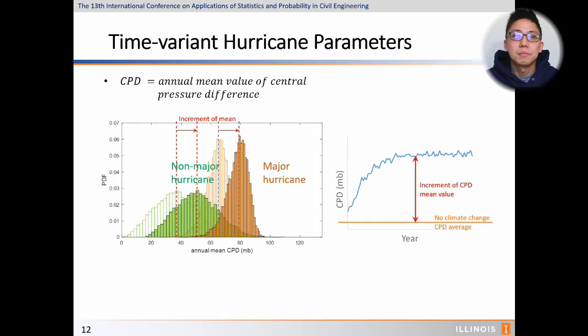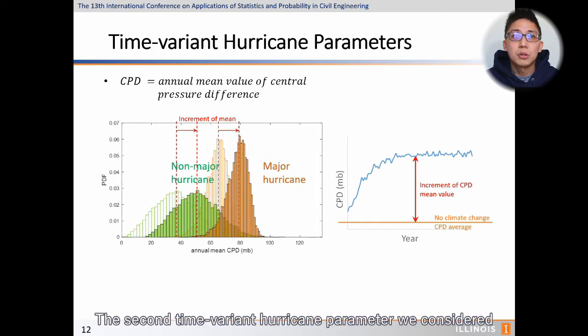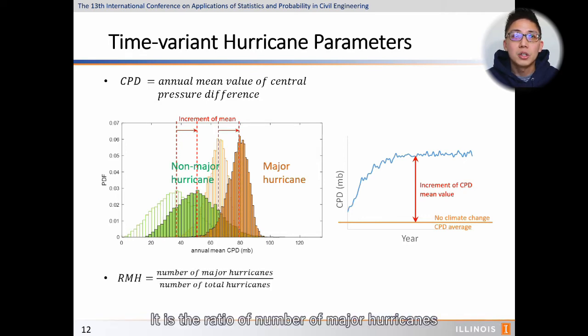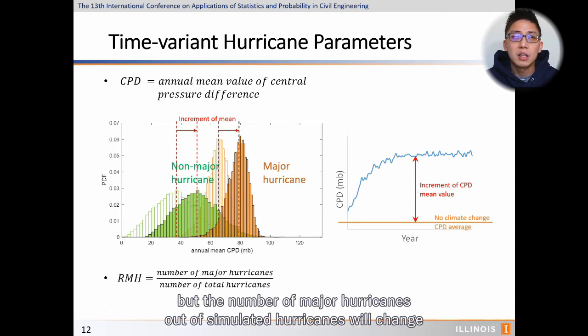under climate change. The second time-variant hurricane parameter we consider is called RMH. It is the ratio of the number of major hurricanes to the number of total hurricanes. The hurricane frequency remains the same as in the no climate change scenario, but the number of high-intensity hurricanes out of the simulated hurricanes will change.